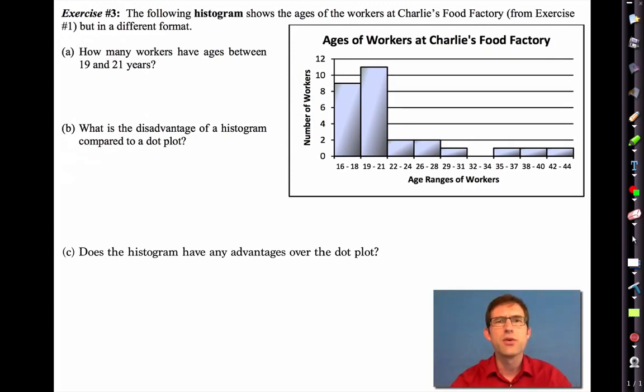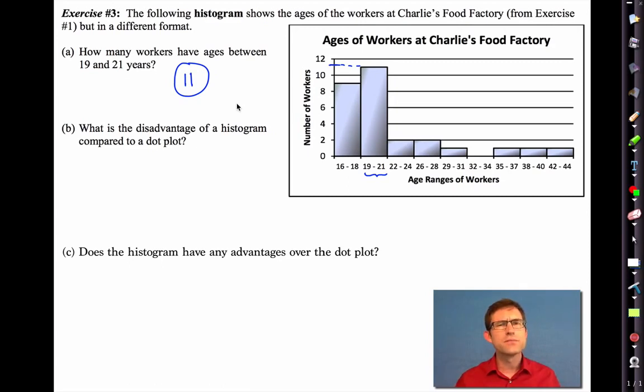So for instance, and I bet you can read one of these immediately, this is showing the same data that we had before, the ages of workers at Charlie's Food Factory. And take a look at question A. It says, how many workers have ages between 19 and 21 years? And that includes the 19 and the 21, by the way. So how would you read this? Pause the video for a moment and tell me how many workers are between 19 and 21. All right, well, we need to be just a bit careful, but it's not that bad, right? Here's our 19 to 21 category. If I go over here, it looks like 11.